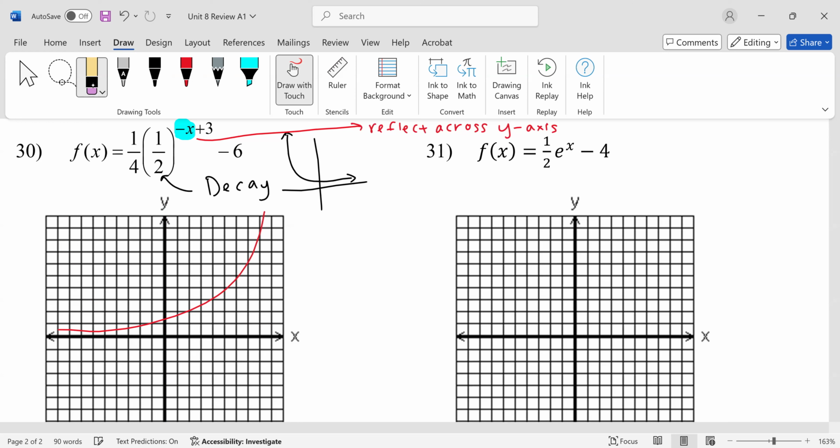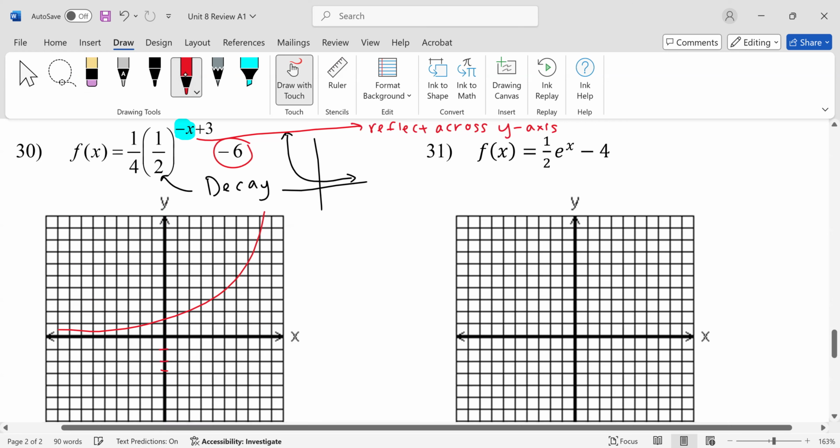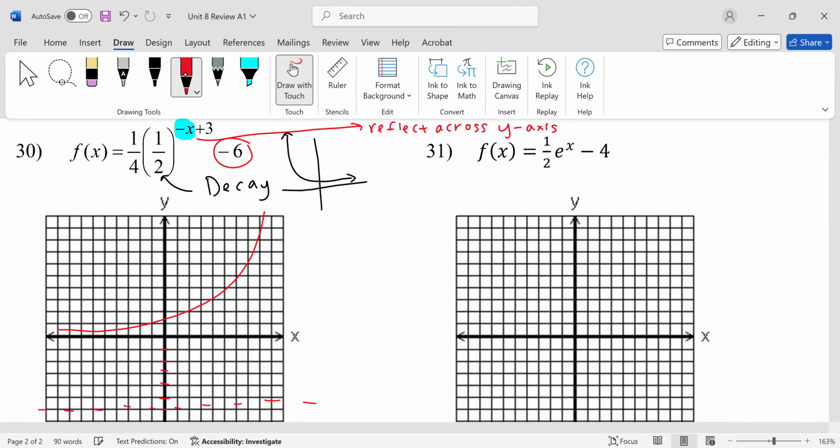All right. And your asymptote is actually at -6. So let me write that accurately. 1, 2, 3, 4, 5, 6. So down here, and your graph looks like that. That's it.